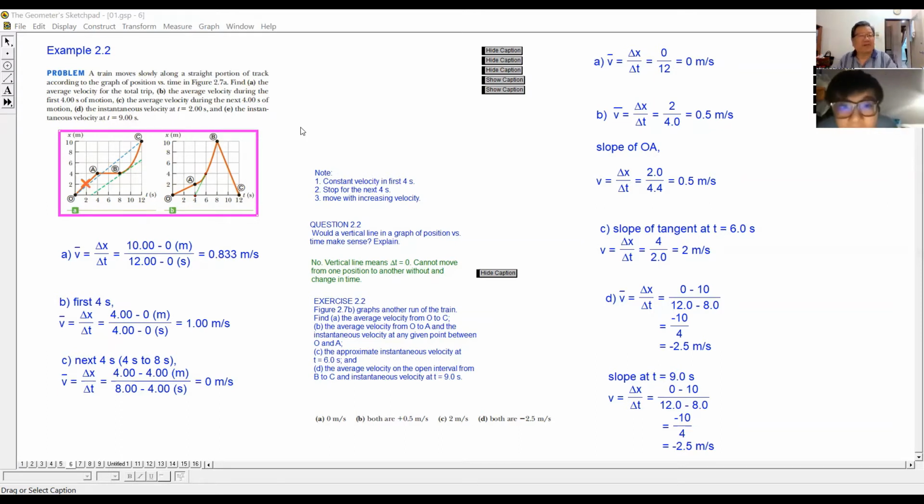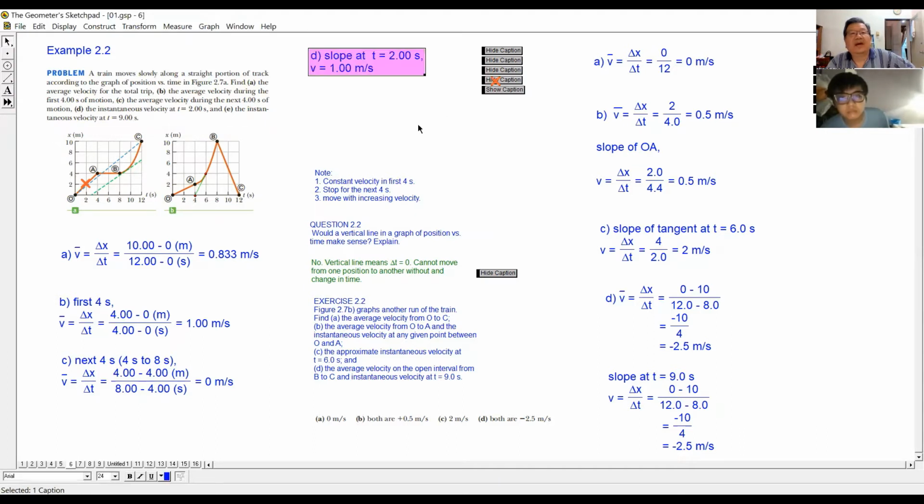This time my mark is correct. What is the gradient of the tangent at that point? 1. Correct, it is 1. It's the same as the earlier part here. So how do we get 1? The slope at t equals 2 is also 1 because it shares the same straight line as OA.